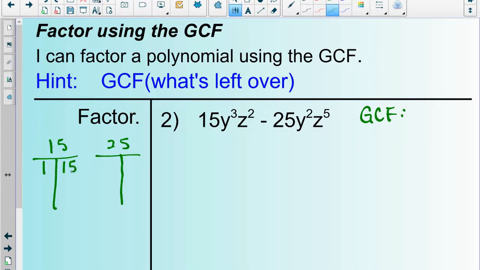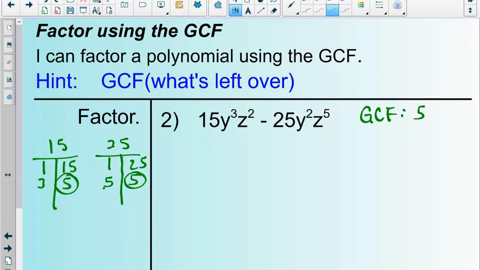So 15 has the factors of 1 times 15, and oops, I should put 3 first. 3 times 5, and that's it. 1, 3, 5, and 15. 25 is 1 times 25. And let's see, 2, 3, and 4 don't work, but 5 does. 25 divided by 5 is 5. So my greatest common factor is going to include 5 as the coefficient.